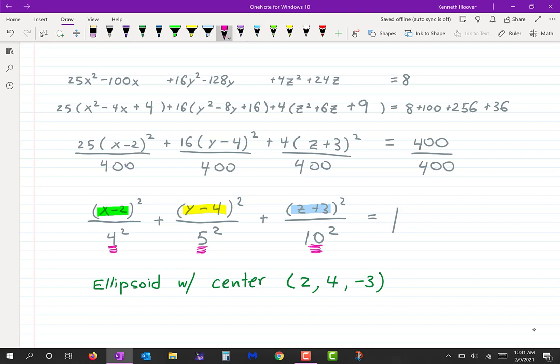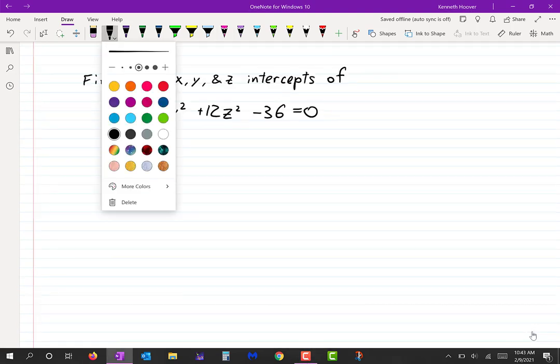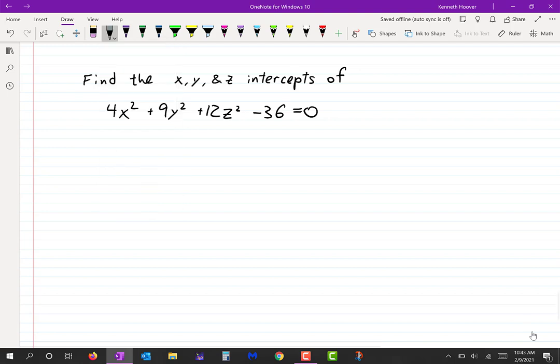Okay, here's another question. Okay, let's look at this problem. Find the x, y, and z intercepts of this equation. Okay. Now notice there's no completing the square that has to be done here because there's an x squared but no x. There's a y squared but no y. There's a z squared, but no z. So there's no completing the square that needs to be done.